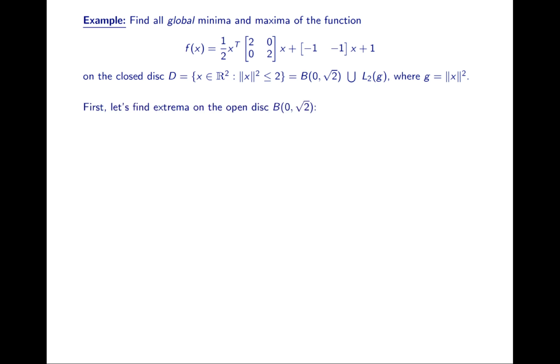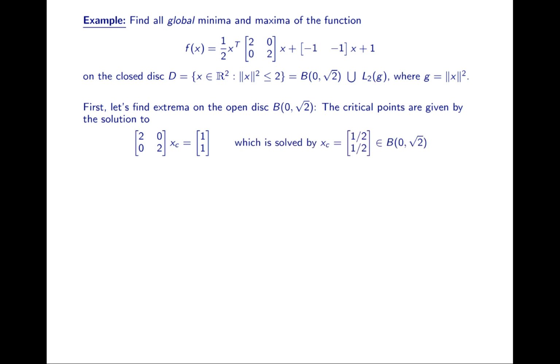So first, let's find any possible extrema on the open disk, right? The open ball of radius square root of 2. So the critical points of f, right, are given by zeros of the gradient, which are solutions to 2 times the identity times x equals 1, 1. That's solved by half-half. Of course, half-half is in my feasibility region. It's in the open set of the open ball of radius square root of 2.